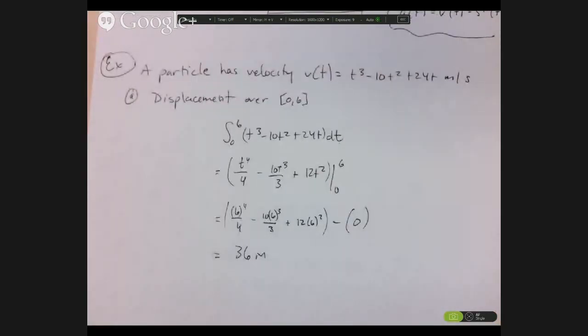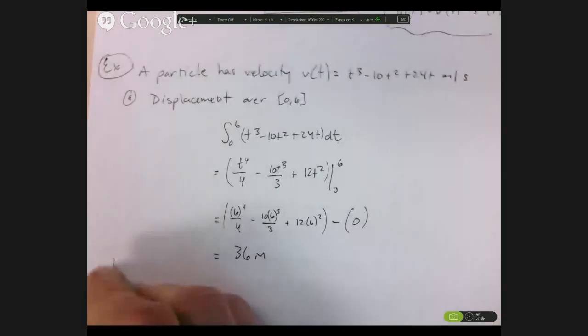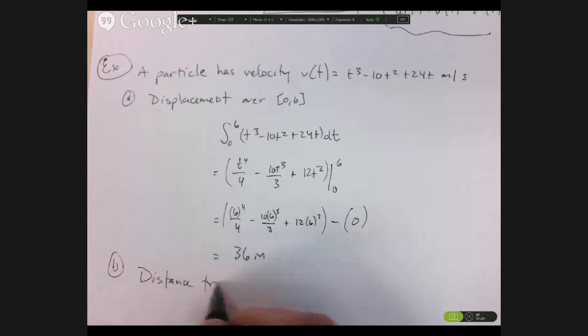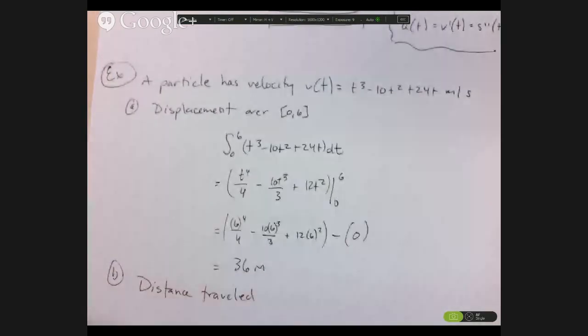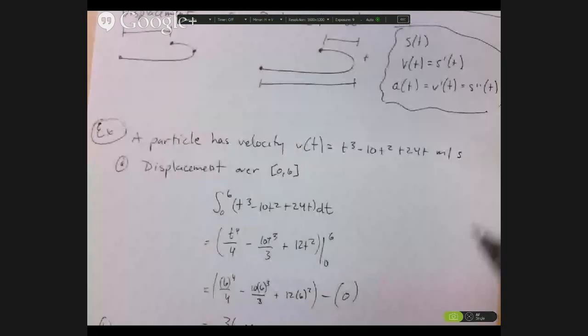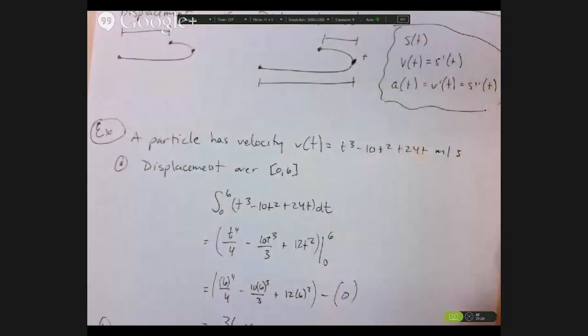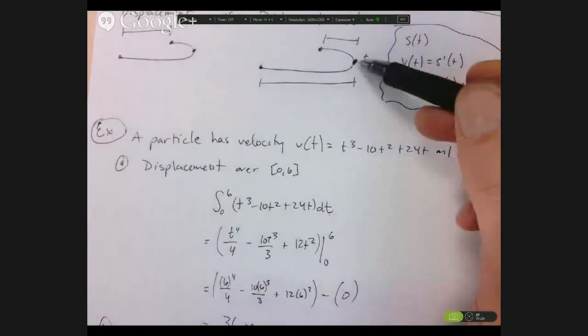So displacement is very straightforward. Just the integral. Bam. Displacement is the integral of velocity, always. Sometimes distance traveled is the same, but for distance traveled, we have to account for where it turns direction. What's that called? Yeah, we need a critical point.